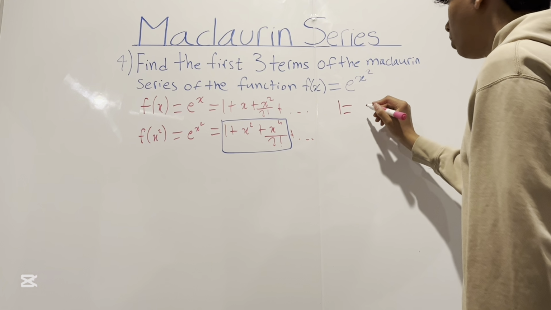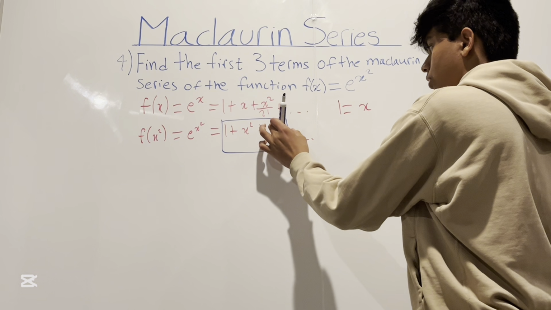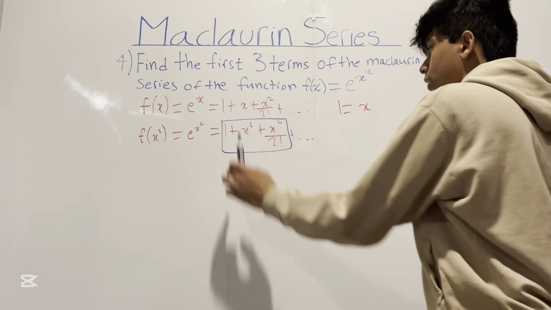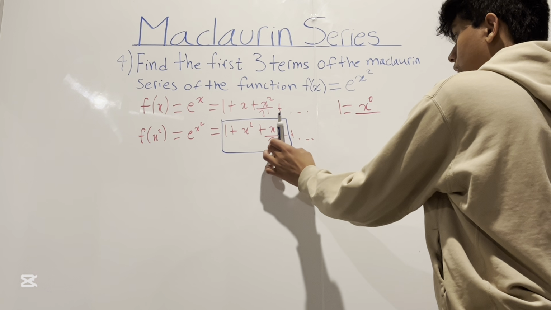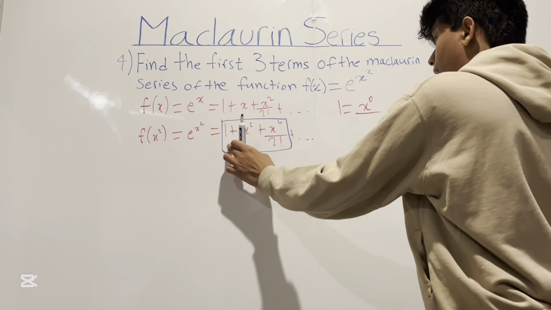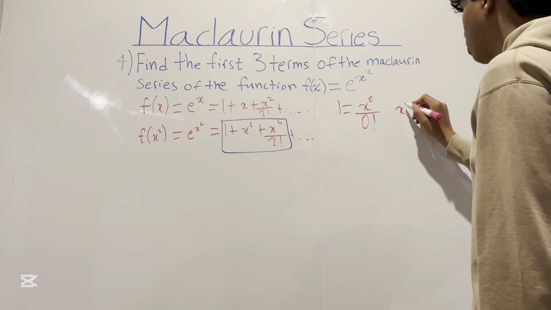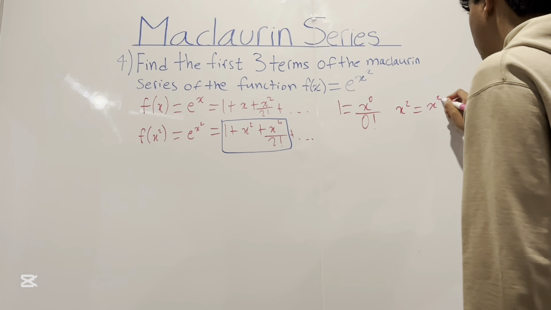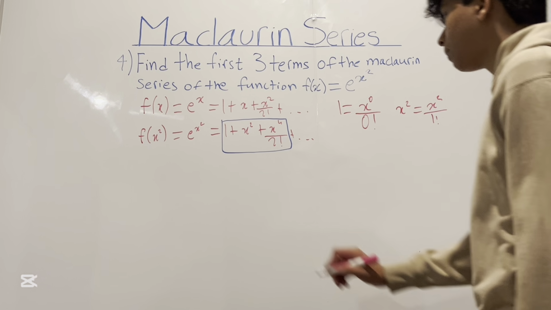1 is equal to x to the, and we see the exponents are decreasing by 2, so 4 minus 2 is 2, 2 minus 2 is 0, divided by this is 2 factorial, 1 factorial, and 0 factorial. So 0 factorial, and x squared is equal to x squared over 1 factorial. Now all the terms are in the same format.